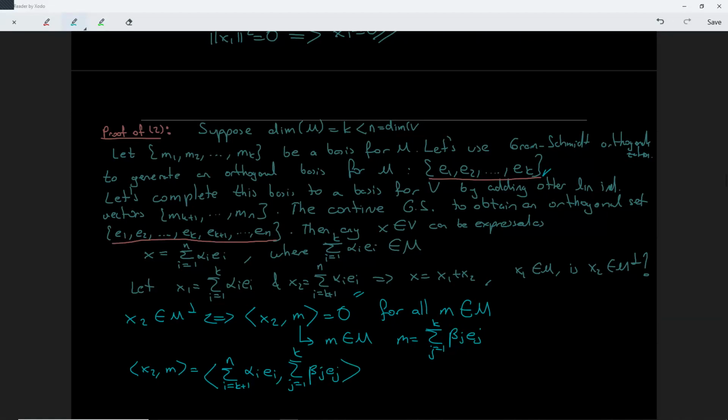And notice that since we constructed the orthogonal basis for V, I can simply claim that the inner product of e_i and e_j is equal to 0 for i equal to 1 to k and j equal to k plus 1 to n. So it's the vice versa, j should be i.